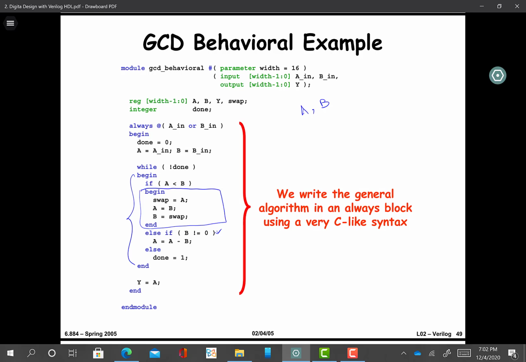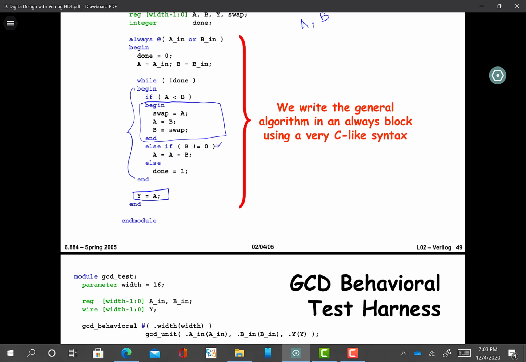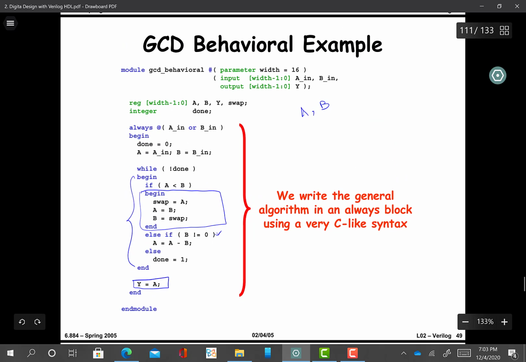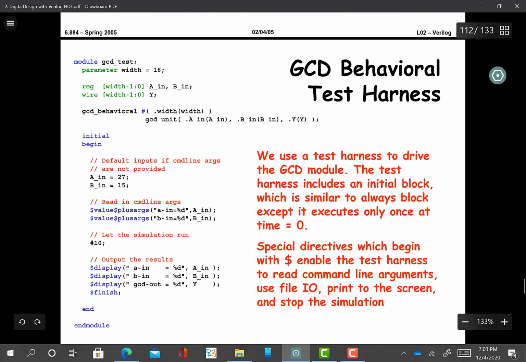And when b becomes 0, then you stop. Okay, so this is the algorithm for GCD, and then at the end you say y is equal to a. So a contains your greatest common divisor, and this is your output. Normally this is the first step of an algorithm, and mostly people do it in C++ or C, or you can write it in MATLAB, or in behavioral level non-synthesizable Verilog if you are comfortable with it.